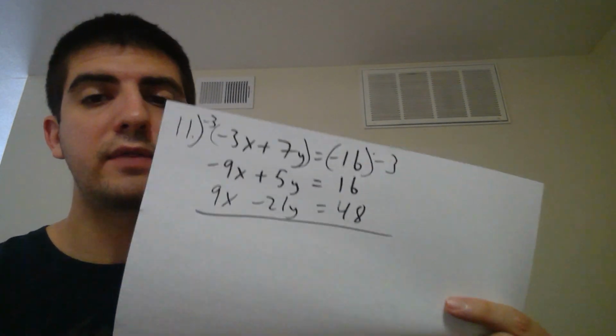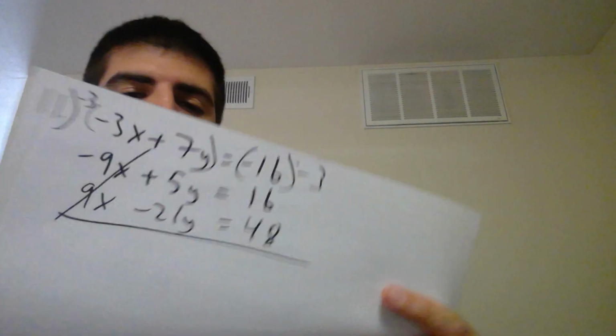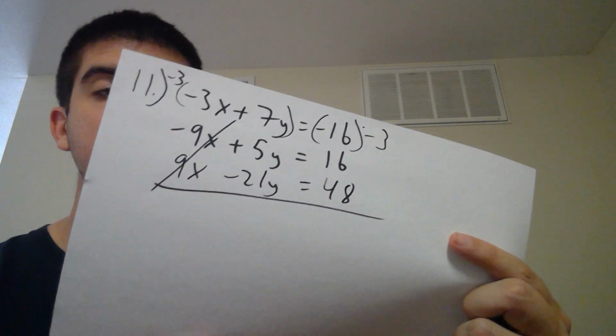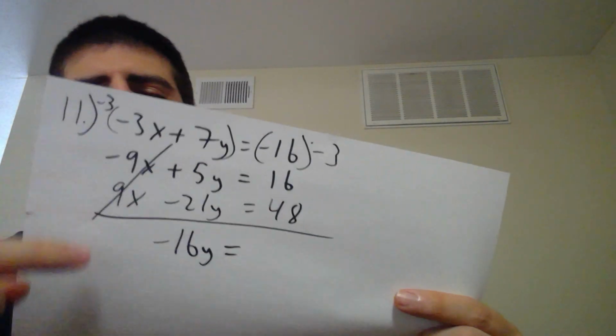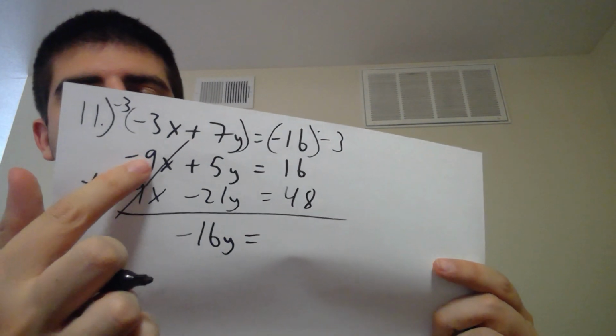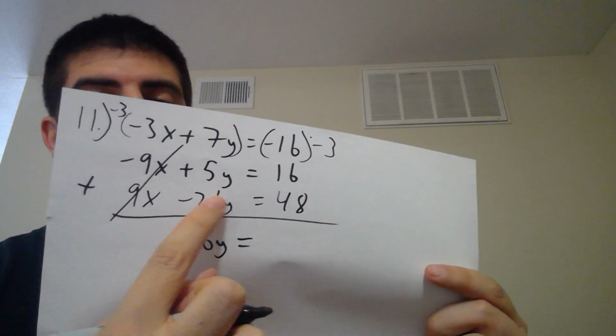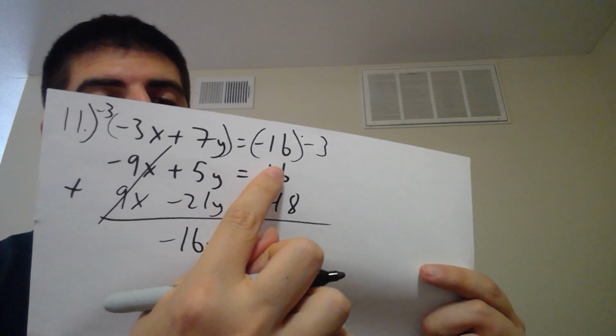Negative 9 and positive 9, they cancel. 5y, take away 21y is negative 16y. And again, I'm always adding these. Some teachers like to put a plus here. I just tell kids to combine, no difference. So negative 9 plus 9, they cancel. 5 plus negative 21 is negative 16. 16 plus 48 is 64.